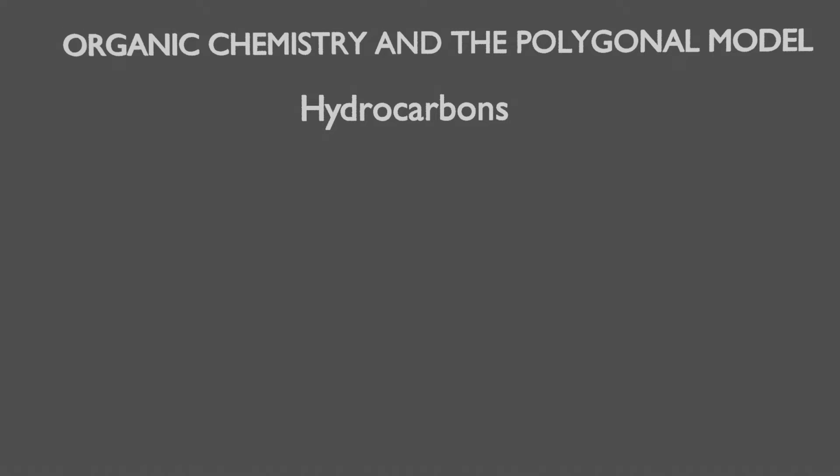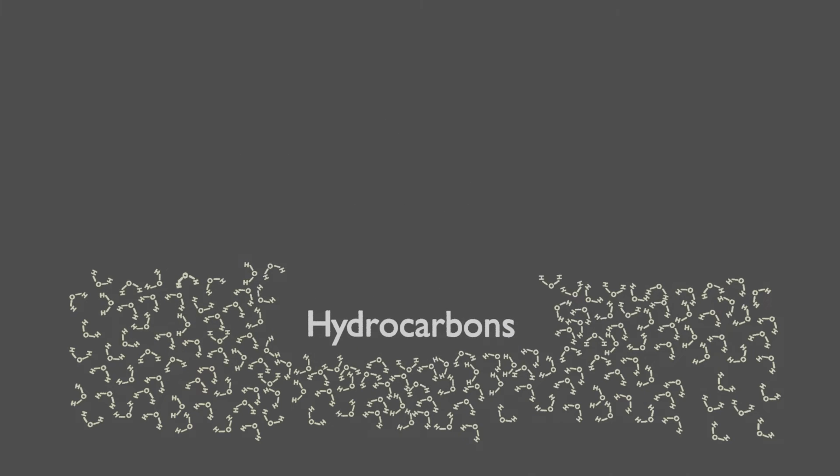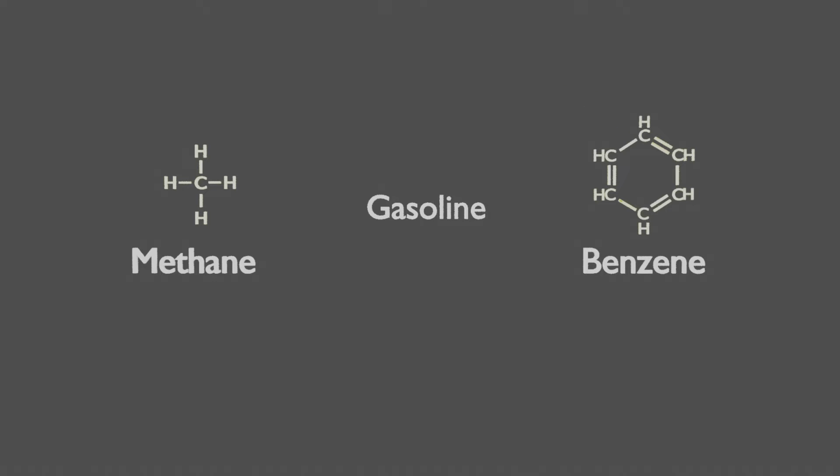Hydrocarbons, which are relatively simple organic compounds composed of hydrogen and carbon, are nonpolar molecules that are hydrophobic and highly flammable. Examples of hydrocarbons include methane, gasoline components, and benzene. Let's look at the representation of hydrocarbons in the polygonal model.